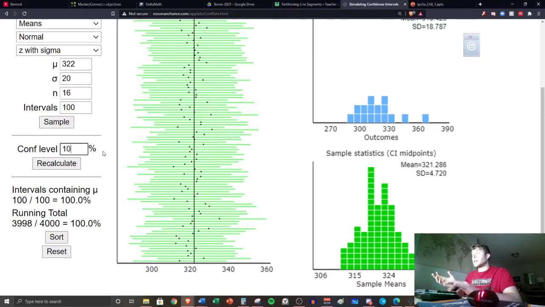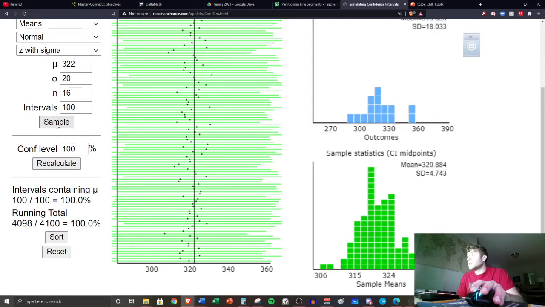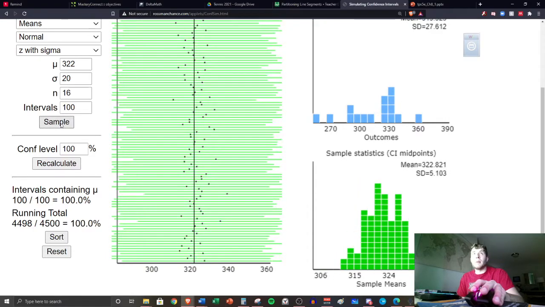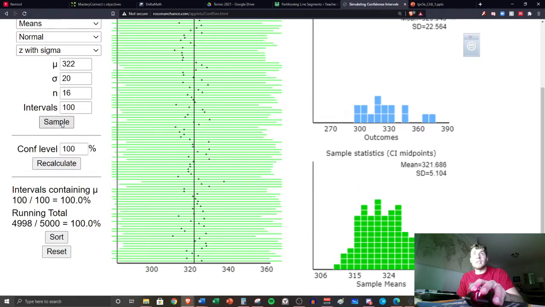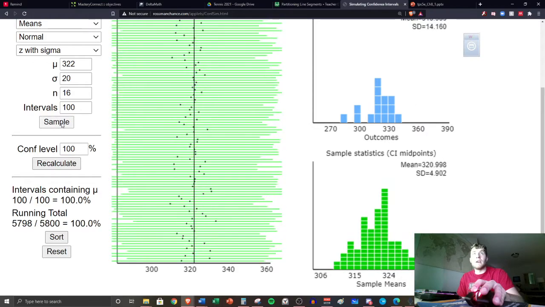So watch what happens when I make it 100%. Essentially, this should go on forever, right? This should be negative infinity to infinity. It's not going to do that, but we don't have a z-score for this. Like, it's filling up practically the whole thing. These are never going to fail. It's just not possible. The way that these samples work, it's never going to fail.